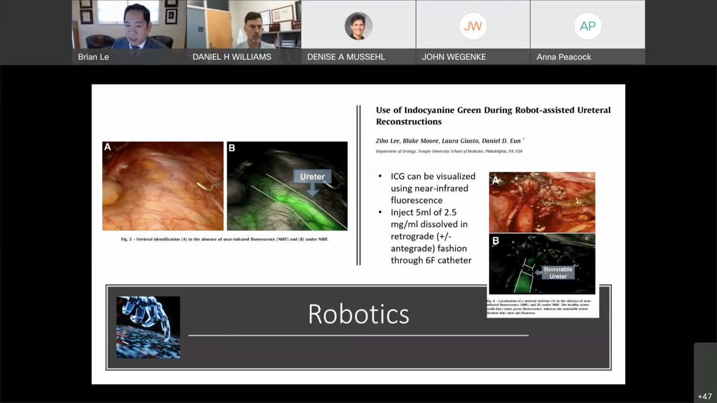Remember, there is one caveat to that. If you inject it in the lumen, you can't then turn and inject it IV because it tends to stick to the mucosa. So it'll confound any interpretation of those results. So like I said, one of the most challenging parts of doing ureteral surgery is finding the ureter. And this is one way to help reduce that part.